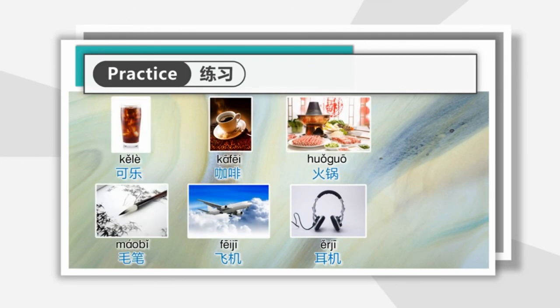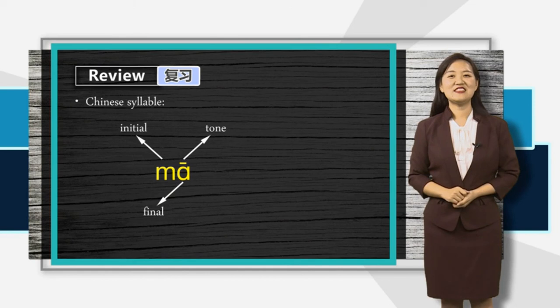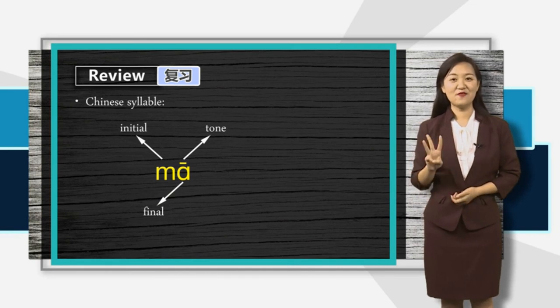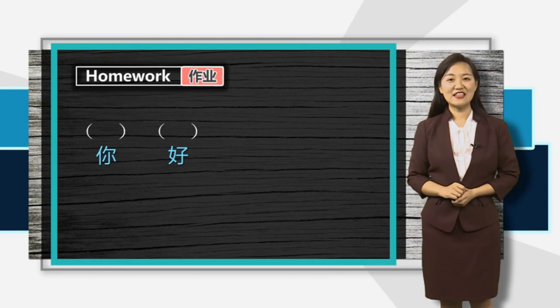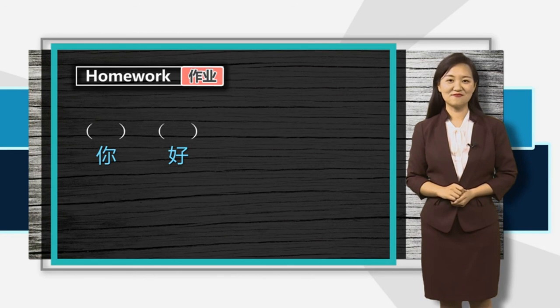Very good. Today we have learned Chinese syllables, which include 3 parts: the initials, finals, and tones. Please write down the Pinyin for 你 and 好 after class. Okay, see you next time.